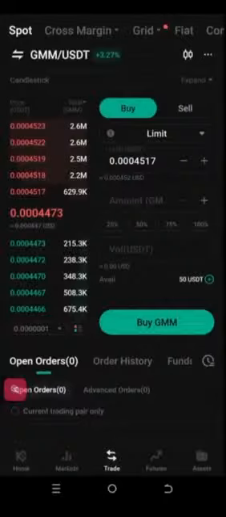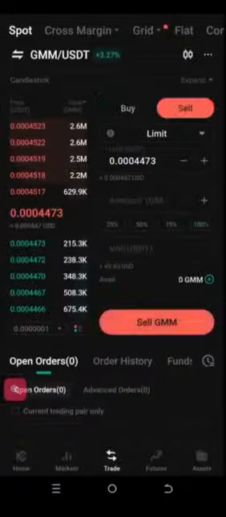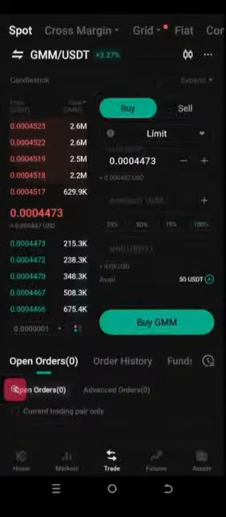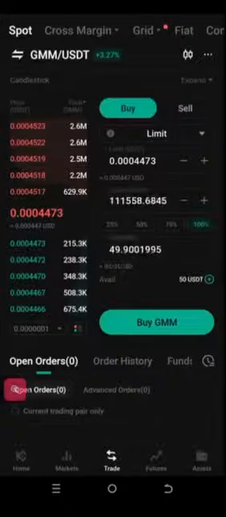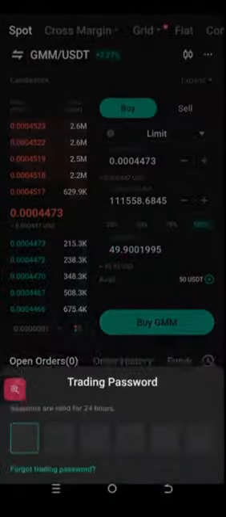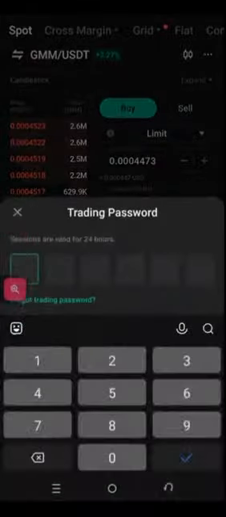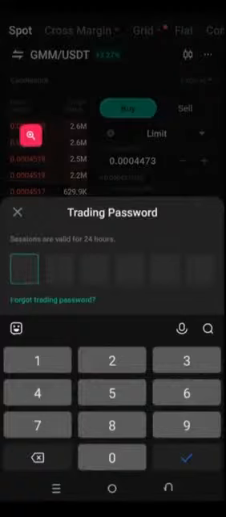So let's go ahead and purchase this, right? Like I said, if we go ahead with this one, let me show you. We go with the middle price and we pick on that. We're going to get 111,000. But let's just click on buy. So I'm going to put in my trading password and I'll be back.